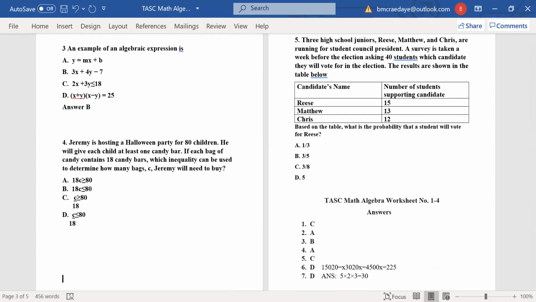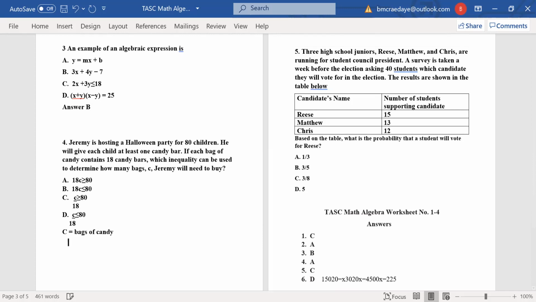Let me see. C is for bags. C equals bags of candy, right? One bag equals 18 candy bars. Write down what's given, right?